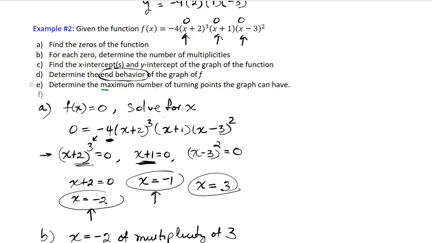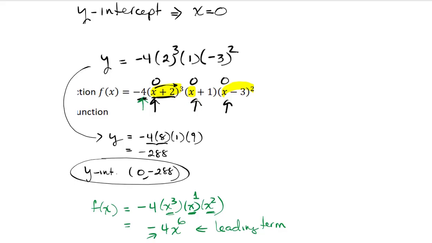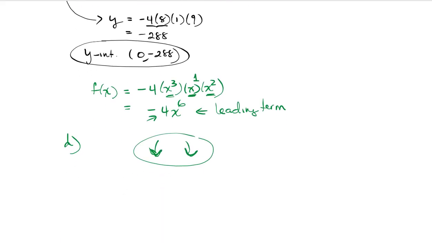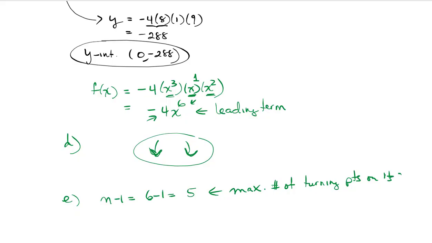On letter E, determine the maximum number of turning points the graph can have, and that is based on the degree minus 1. So we've seen that the degree of the function is 6, and therefore n minus 1 is 6 minus 1. Hence, this is now the maximum number of turning points on its graph, which is the value 5.